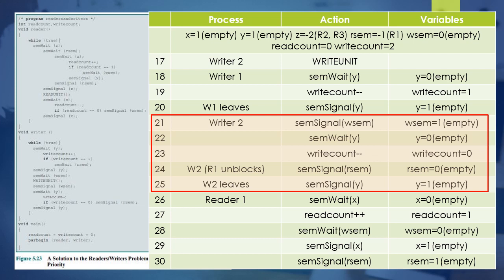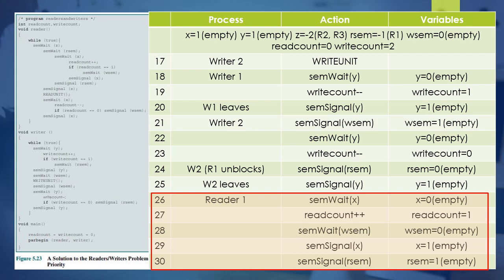So both writers have left now. Reader 1 has just been unblocked. Reader 1 does a wait on X. X becomes 0. Then it increments read count. Read count is 1. Issues a wait on WSIM. WSIM becomes 0. Then it signals on X. X goes back to 1. Then it signals on RSIM. And RSIM goes back to 1.